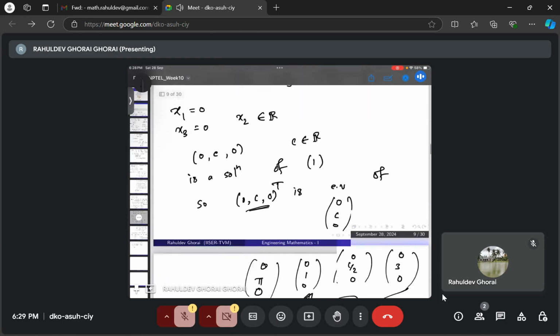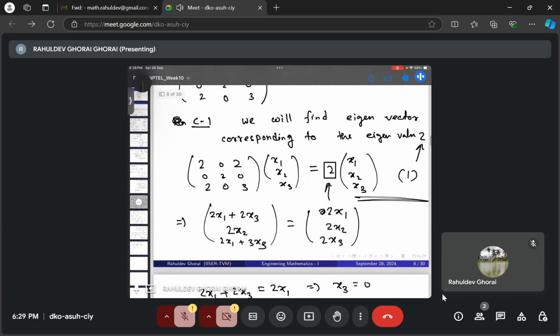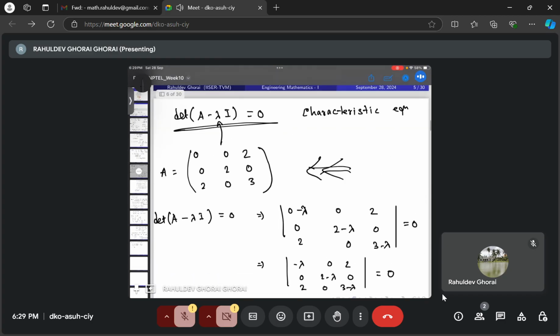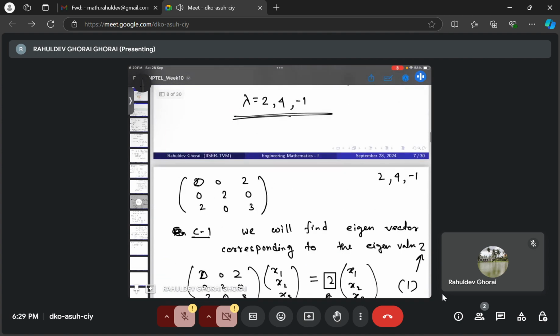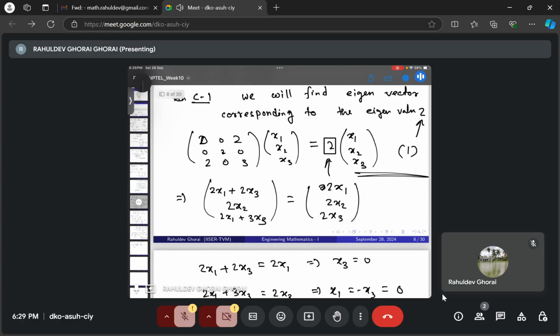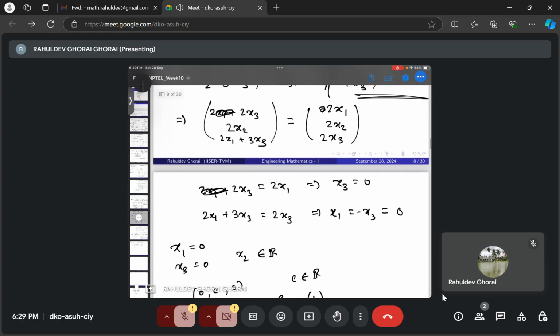I made a mistake. This should not be 2, 0, 2. This should be 0, 0, 2. If that is true, the solution will change. Let me do it quickly. The matrix is 0 0 2, 0 2 0, 2 0 3, which is what we started with. So I made a mistake in this matrix: the first row gives 2x3 only, and 2x3 will be equal to 2x1.